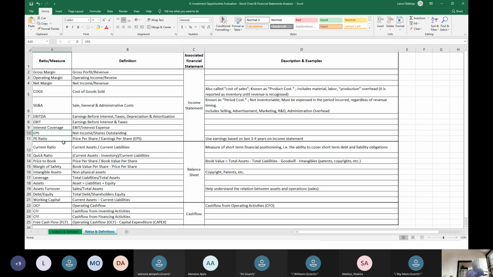Okay. Who can explain to me, how do we use EPS? What does it imply? I just explained that as I closed out the last explanation earlier on. What does earnings per share really tell us?